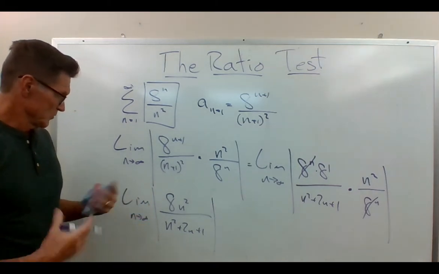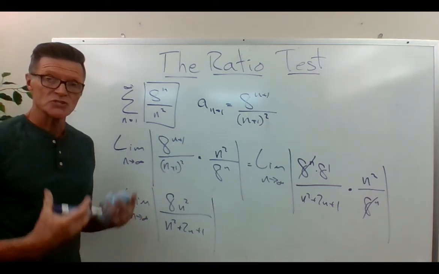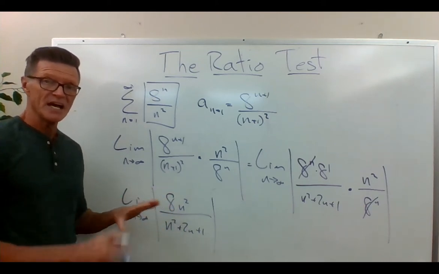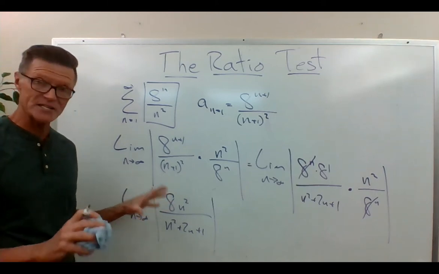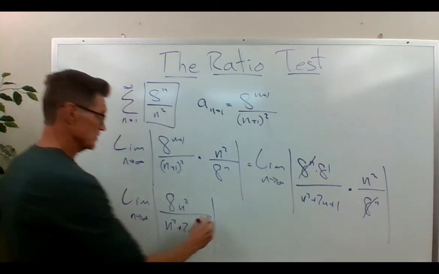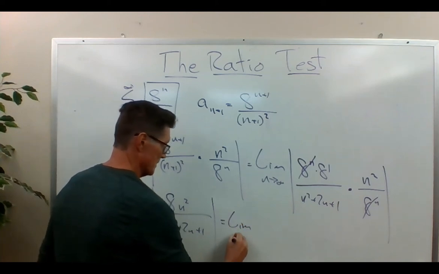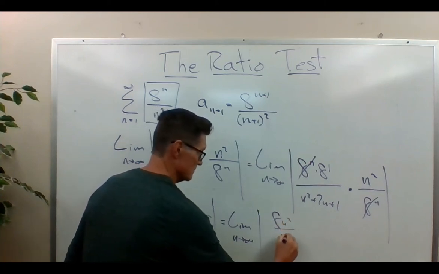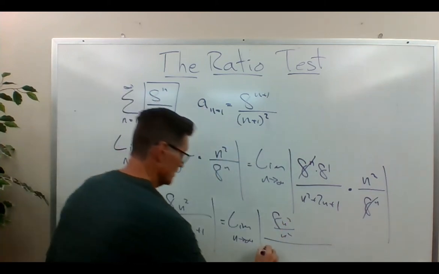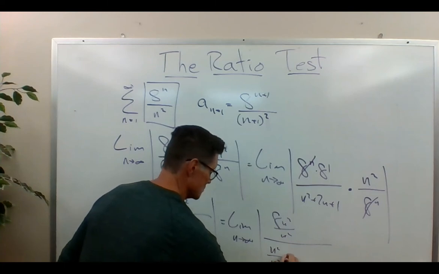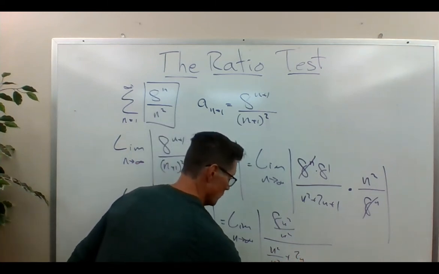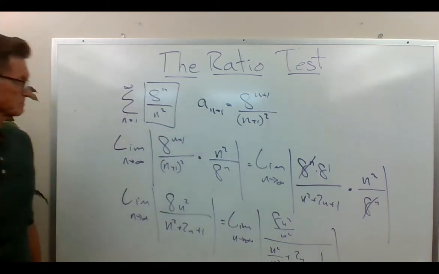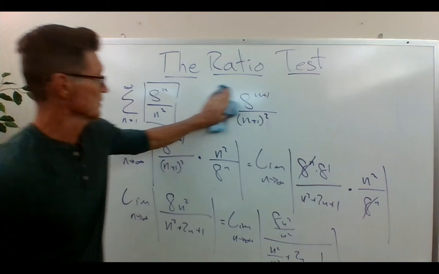Now, we want to take the limit of this. So just like we've done in some previous videos, we look for the highest power of n and divide all the terms through by the highest power of n. So that would give me the limit as n approaches infinity of 8n squared divided by n squared, over n squared over n squared, 2n over n squared, and 1 over n squared.